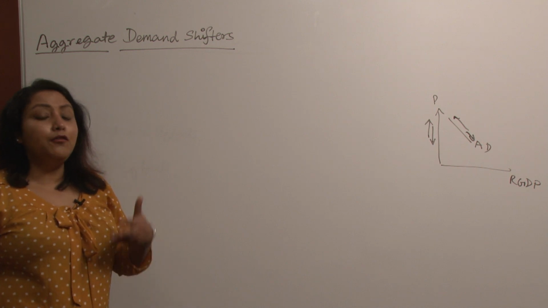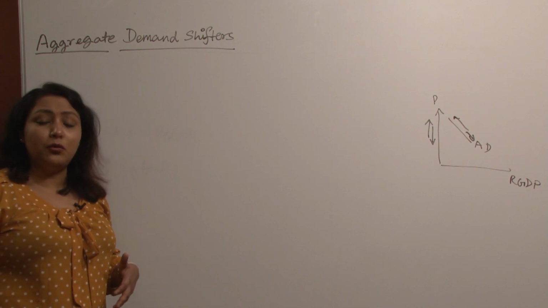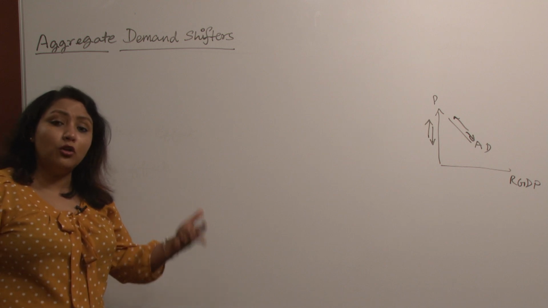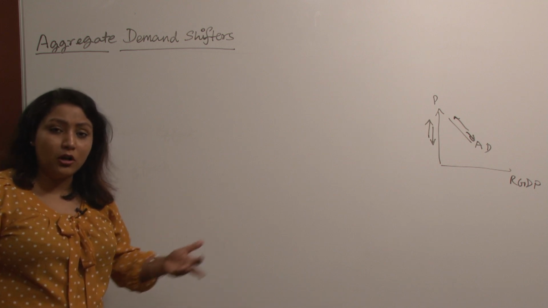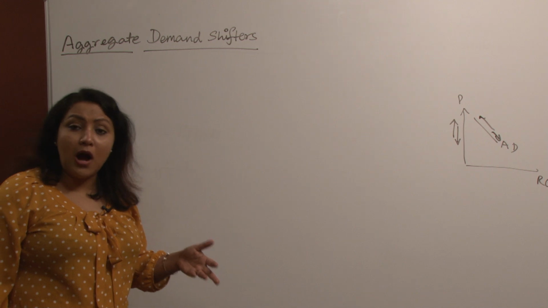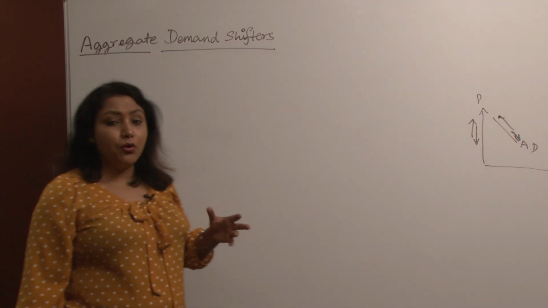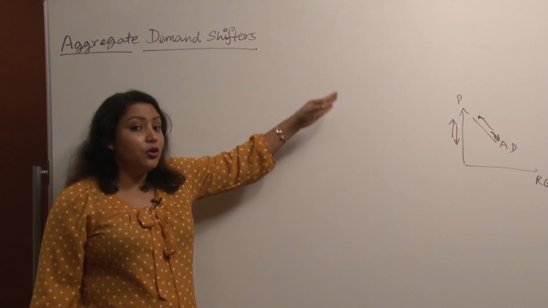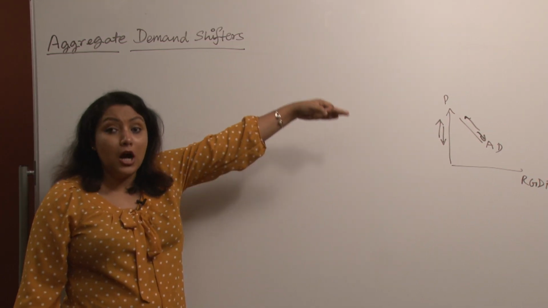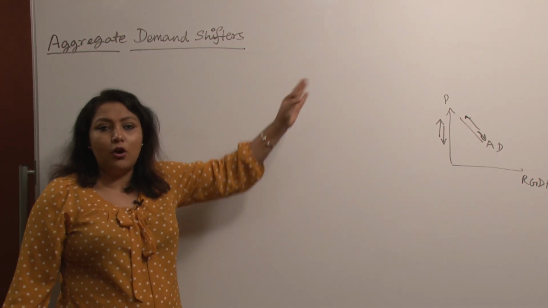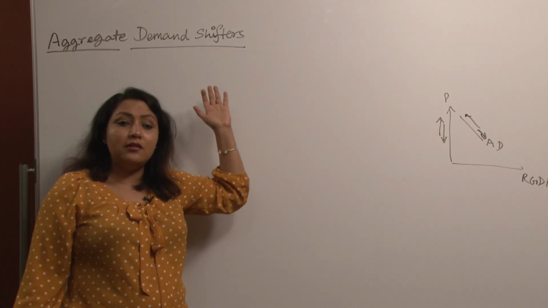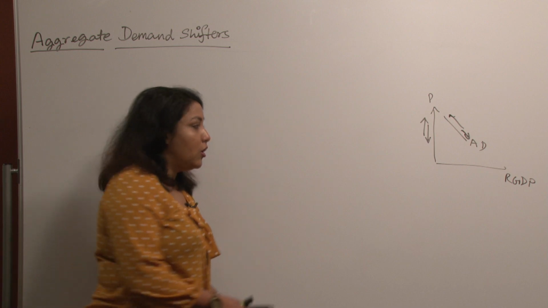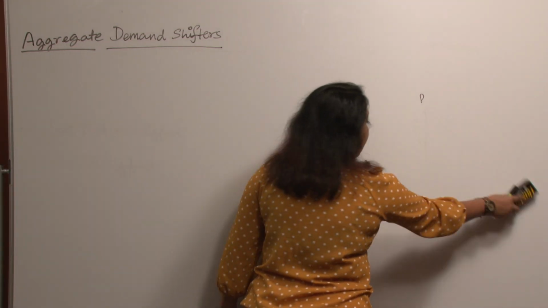Once again, if you want to understand the difference between a movement and a shift, it might be a good idea to go back and watch the video on the demand and supply model under the microeconomics part, okay? You will understand what I'm talking about. Whenever you have a change on the y-axis, you really do not have a shift of the curve. What you have is a movement along the curve. So the real balance effect and the wealth effect are essentially talking about a movement along the AD curve.